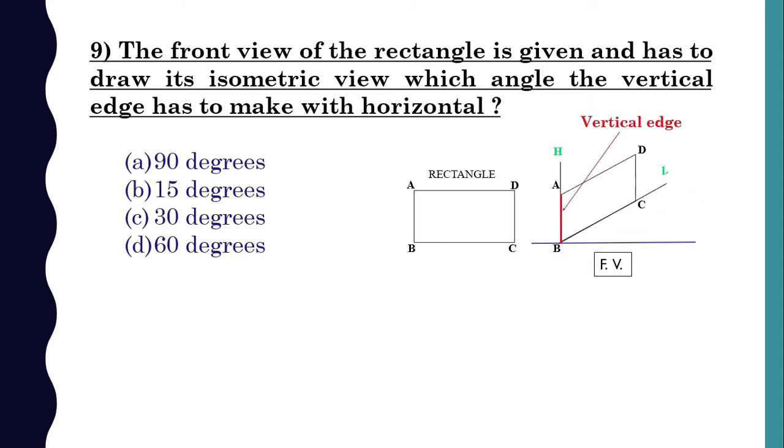This is the vertical edge of your rectangle. This is our horizontal line. So the angle between them is 90 degree. So option A is correct, 90 degree.